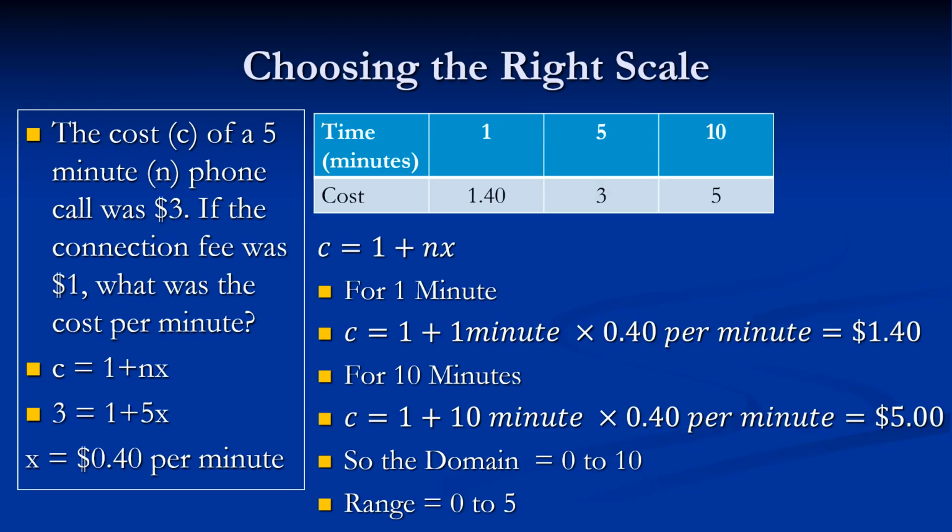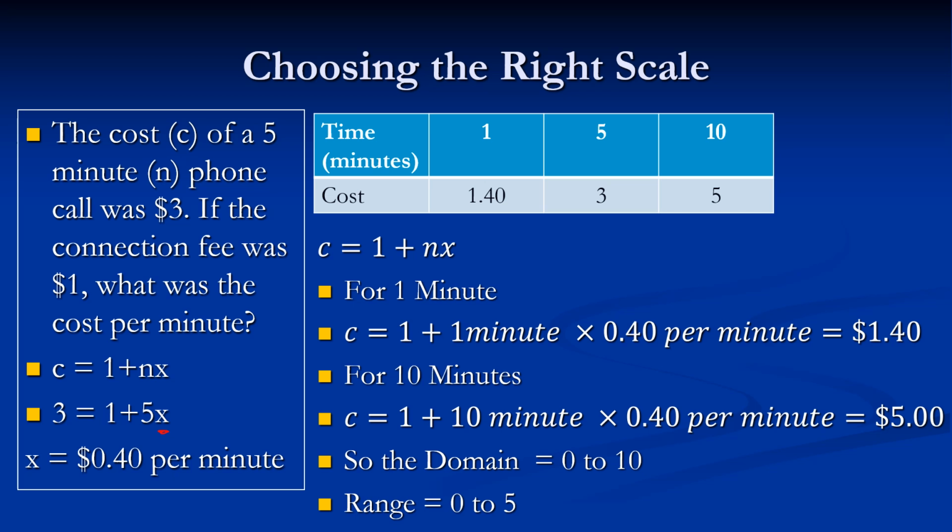So last lesson I gave you an example of a mobile phone plan, and we said that the cost of a 5-minute phone call was $3 and the connection fee was $1, and we wanted to work out the cost per minute. We said the cost equals 1 plus the number of minutes times the cost per minute. And we had to solve for x, which was the cost per minute, and that's the rate. Now keep that in mind because that's important when we come back to the gradient later on.